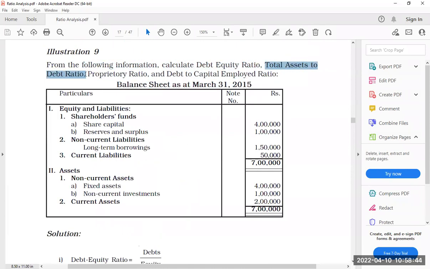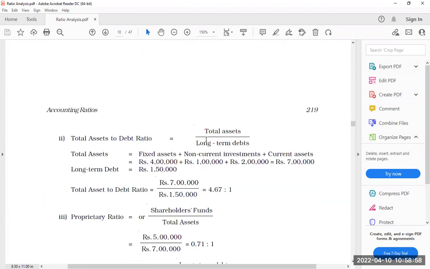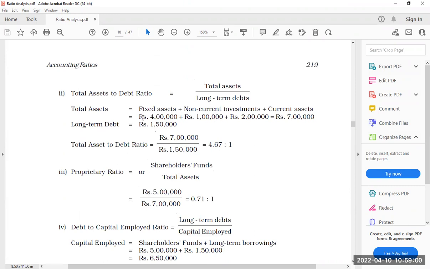Next, total asset to debt ratio. What is the value for total asset and long-term debt? Total asset is 7 lakhs, divided by long-term debt, which is 1.5. So 7 divided by 1.5 is equal to 4.67:1.